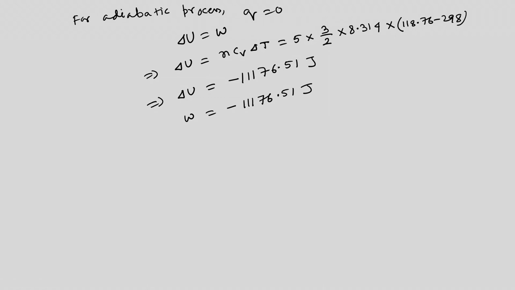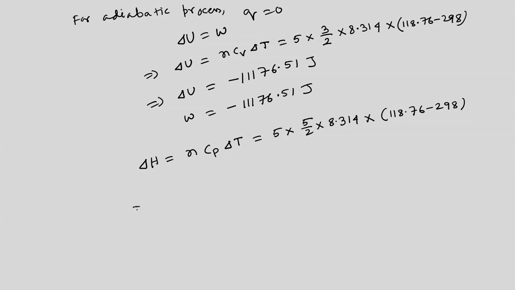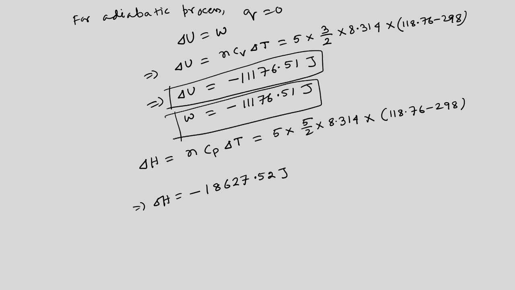Next, we need to calculate delta H. Delta H is very easy to calculate. Delta H is nCp delta T. So, n again 5, Cp is 5 by 2 times R and delta T is T2 minus T1. If we substitute all these things, we get the value of delta H as 18,627.52 joules. This is very easy and a textbook problem.